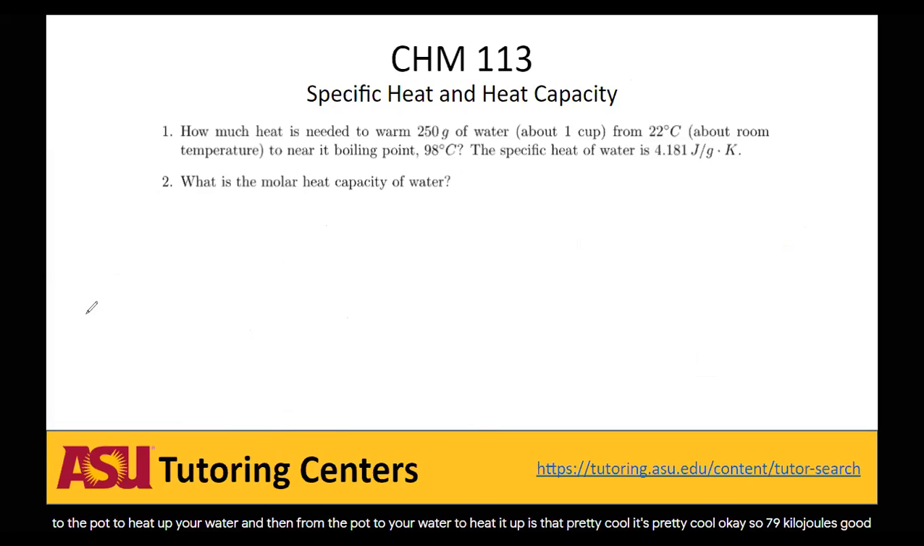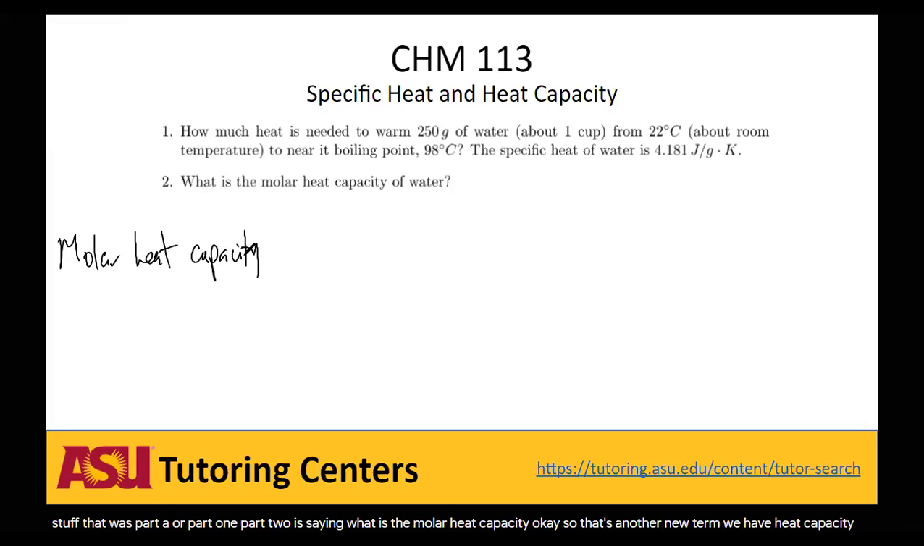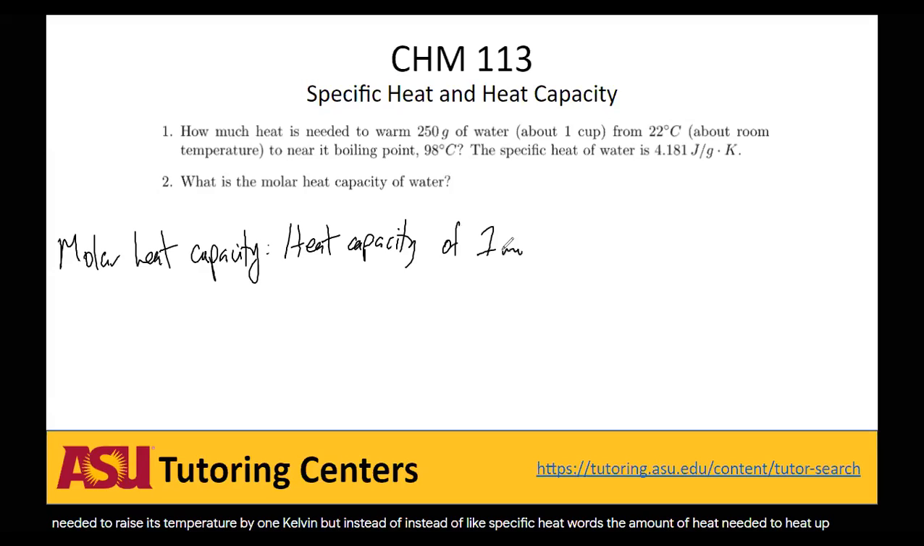Part 2 is asking, what is the molar heat capacity? Okay, so that's another new term. We have heat capacity, specific heat capacity, and molar heat capacity. So molar heat capacity is the heat capacity, again being the amount of heat needed to raise the temperature by 1 Kelvin. But instead of specific heat, where it's the amount of heat needed to heat up exactly 1 gram of the substance, this is to heat up 1 mole of the substance.